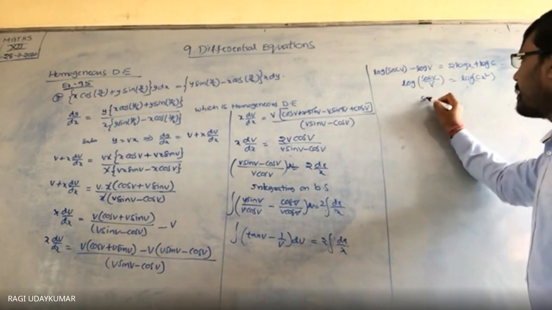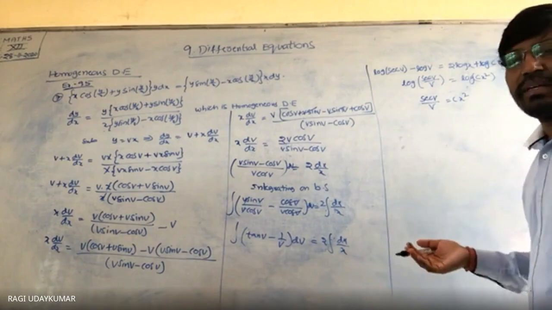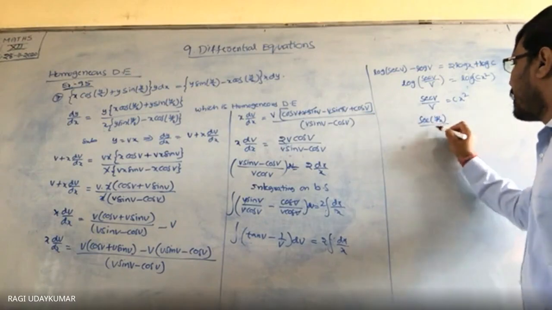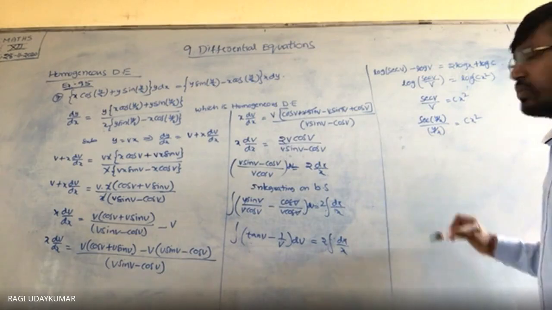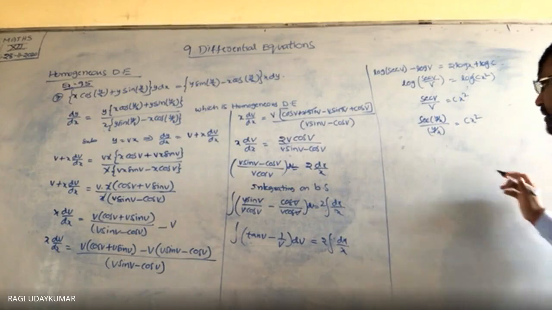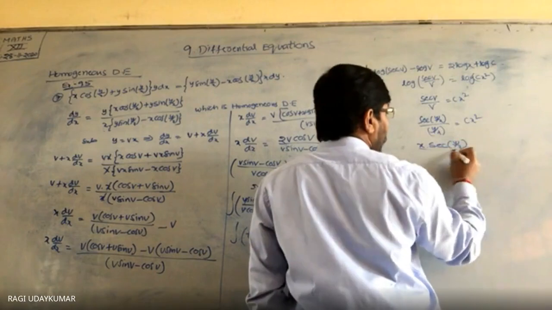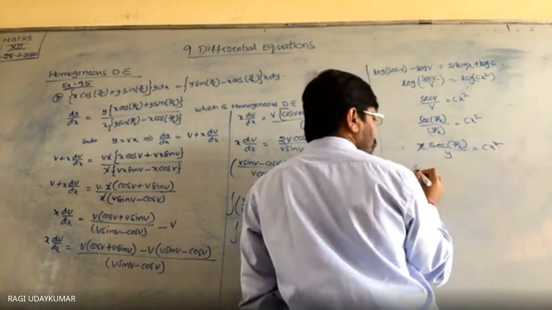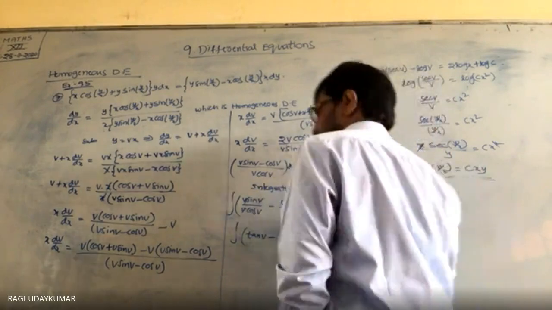So from this you can write that secant v by v is equal to cx square, and v you replace by y by x. So secant of y by x is equal to cx square. If you want you can take x by y, you are going to get x into secant y by x by y is equal to cx square. So x will get cancelled, so secant y by x is equal to cxy is the final solution of this equation.